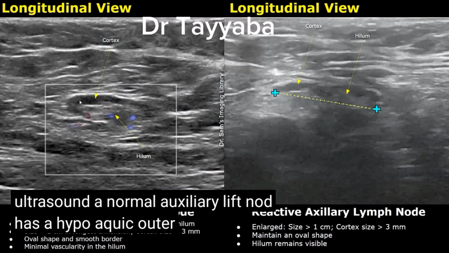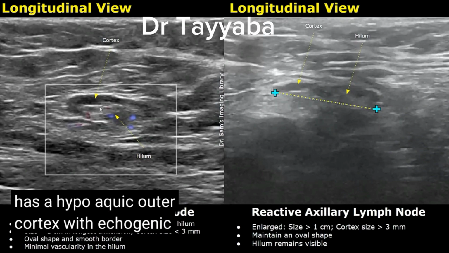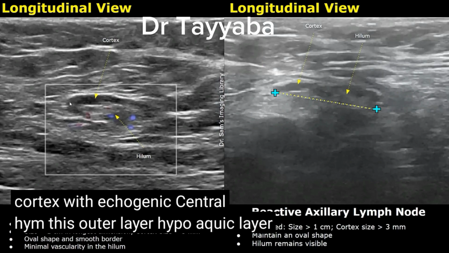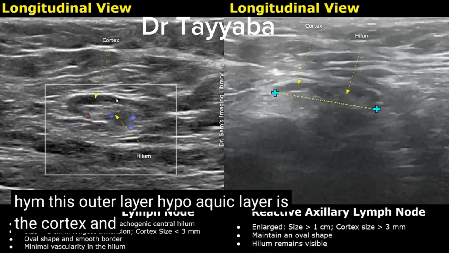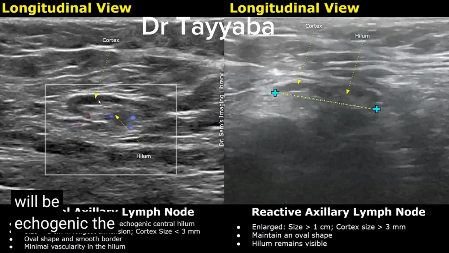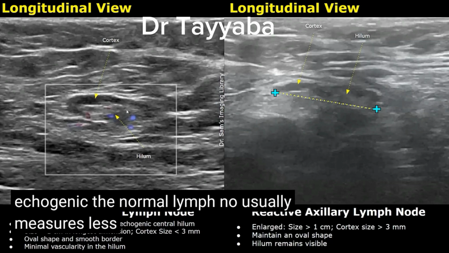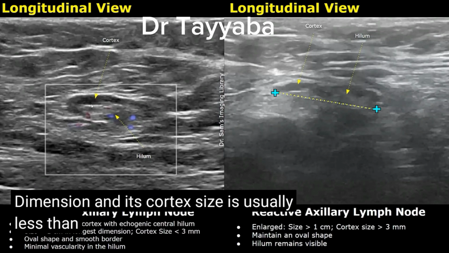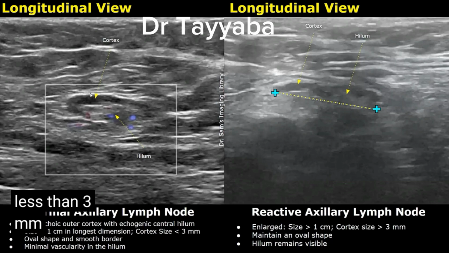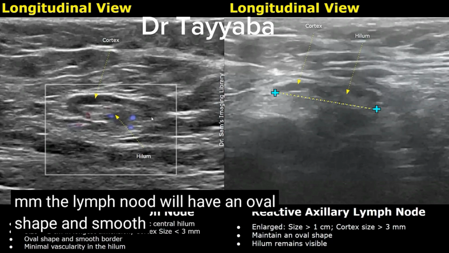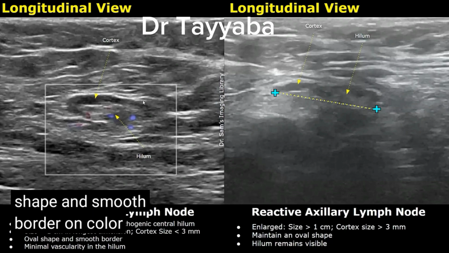A normal axillary lymph node has a hypoechoic outer cortex with an echogenic central hilum. This outer layer is the cortex, and the central fatty hilum will be echogenic. The normal lymph node measures less than 1 centimeter in longest dimension, and its cortex size is usually less than 3 millimeters. The lymph node will have an oval shape and smooth border.